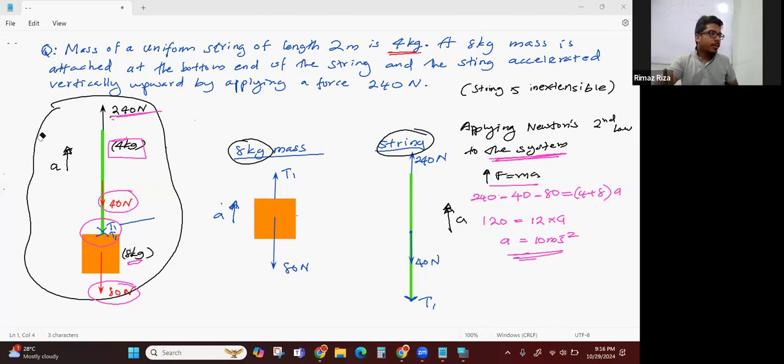Now I'm asking another small question, the third question. It's an easy one. What is the acceleration of the 8 kilogram mass?